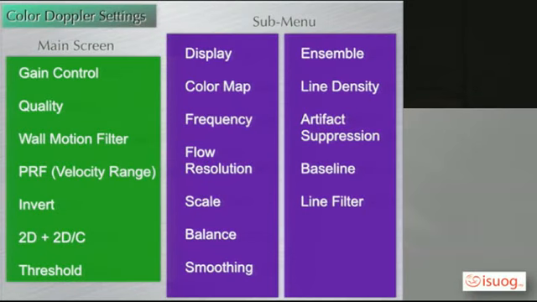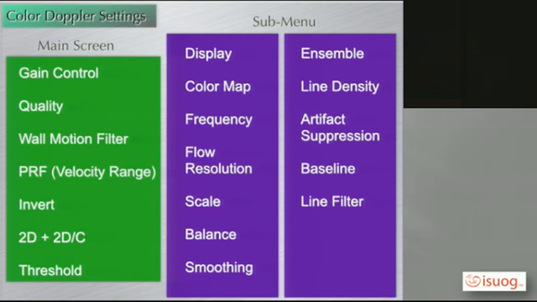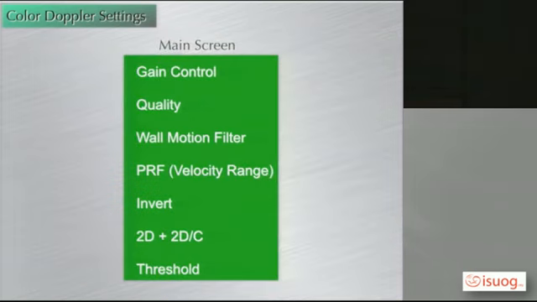This slide represents the main screen and submenu of one of the ultrasound machines used in my practice. While some of the terminology may vary between manufacturers, the concepts are the same. Let's examine each of these features and see examples of their effect on the color Doppler image. We will first examine the features that are often found on the main console. Many of the features can be adjusted or activated while the image is being acquired.